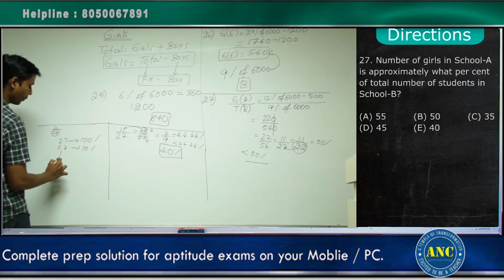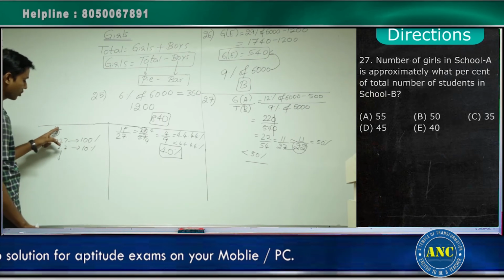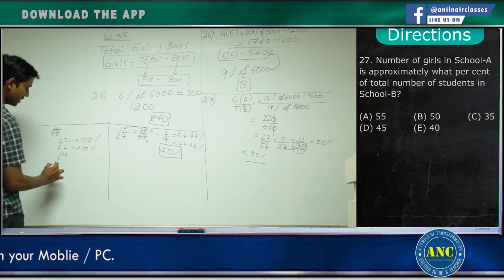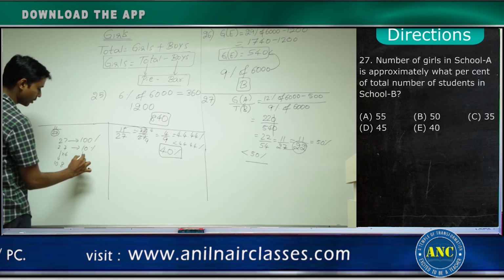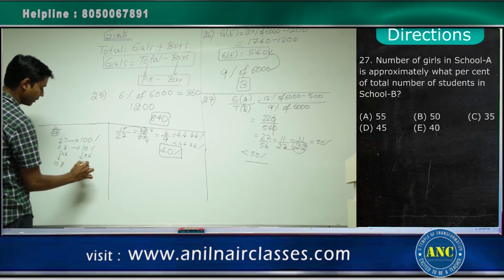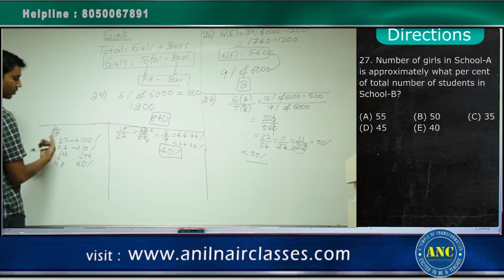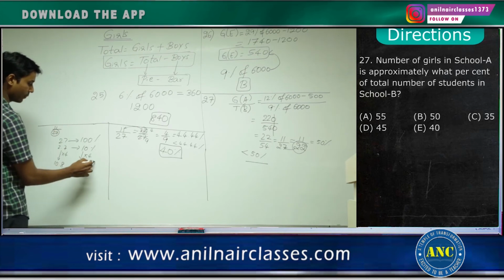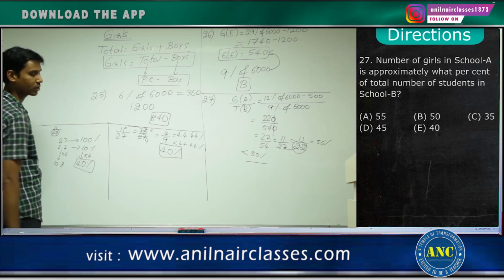But I don't require 2.7. I require a number close to 11. 2.7 into 4 is 10.8. So this also should be multiplied by 4. It is 40%. 10.8 is approximately close to 11. That means 10.8 or 11, it is approximately 40%. The answer for this question is 40.